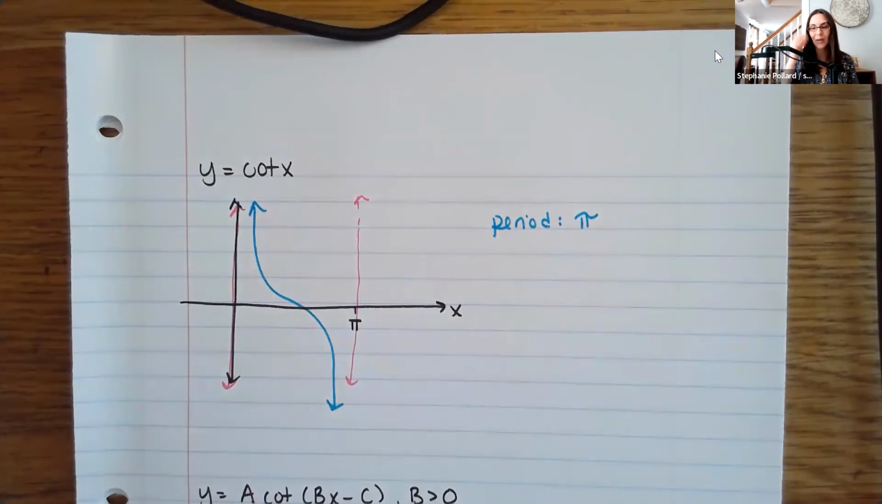Okay, we're back. So I also want to do the cotangent function. Remember, it is the reciprocal of tangent. So you're going to see something very similar, but sort of going in the opposite direction here. A little bit of a shift as well.